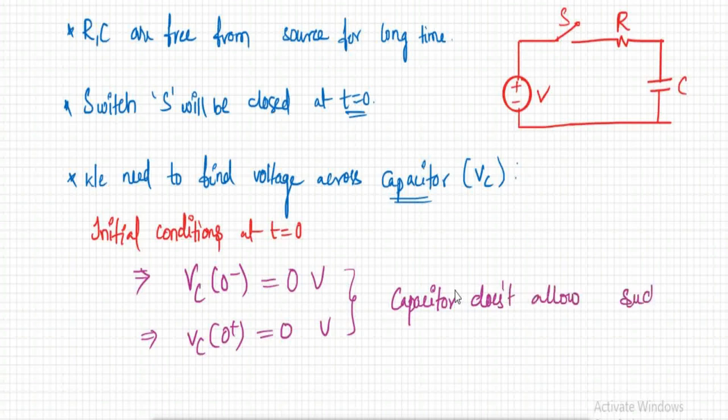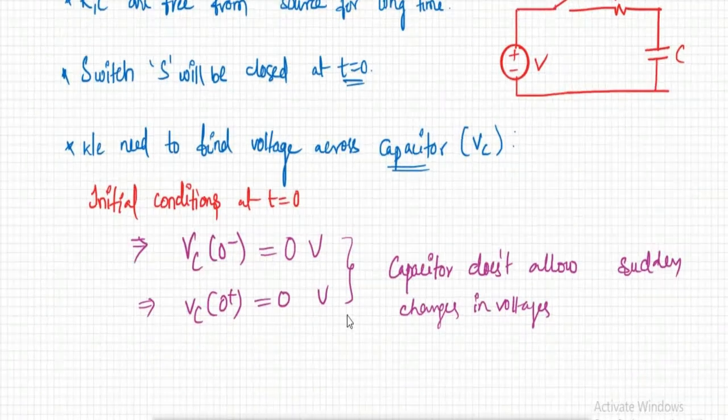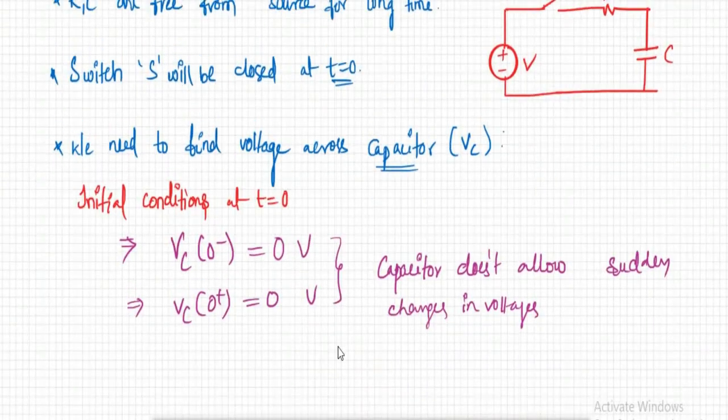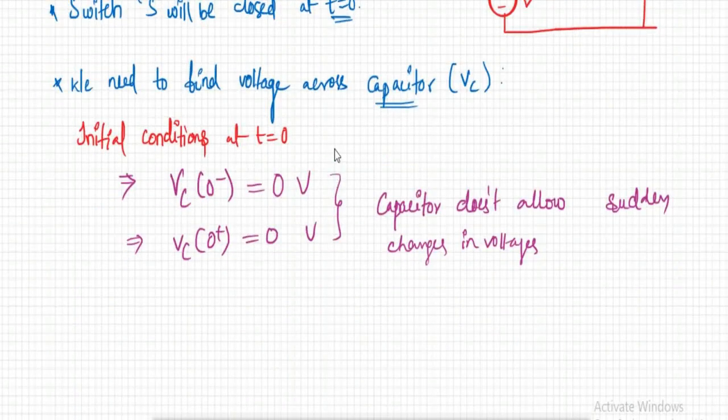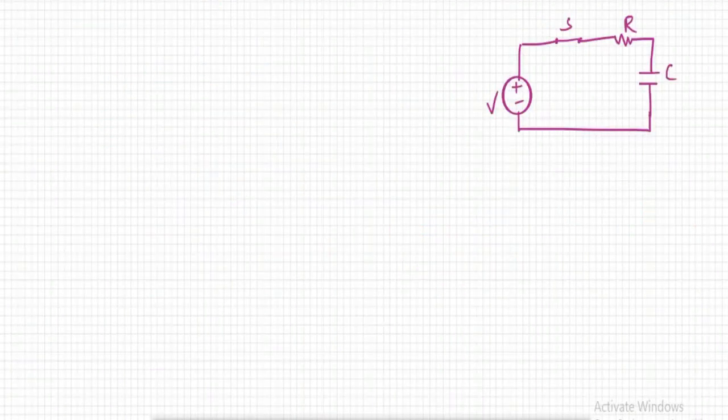The capacitor doesn't allow instantaneous changes in voltage. That's why even after connecting a voltage source, there is no voltage available just after switching. So the capacitor will charge as time progresses. Now let us try to understand the circuit just after closing the switch. So this is the circuit, the switch is closed now, and the capacitor will start charging as time progresses.